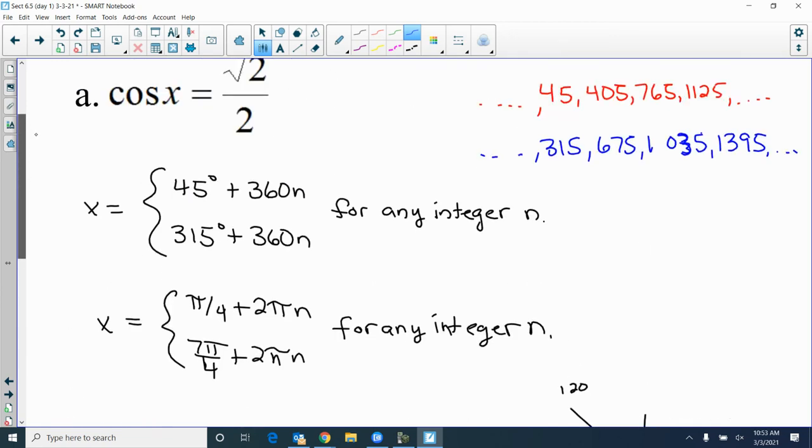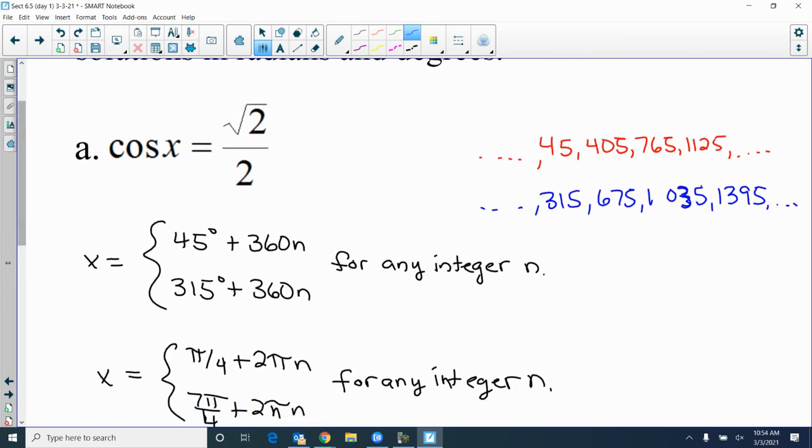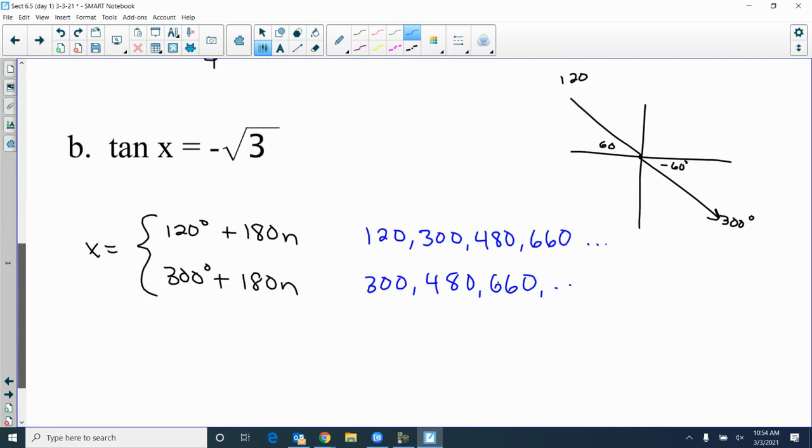Are the ones above exactly the same? No, those are two unique sets of values. This goes 45, 405. That starts at 315. They do not overlap. You cannot list both answers. You only need to list the one answer. Use the smallest positive degree. And so that's why I said to wait a second.